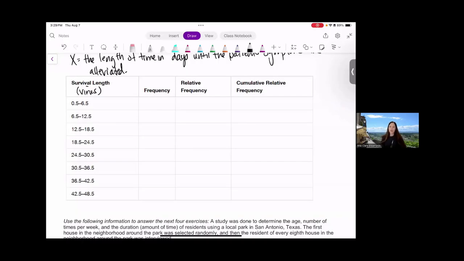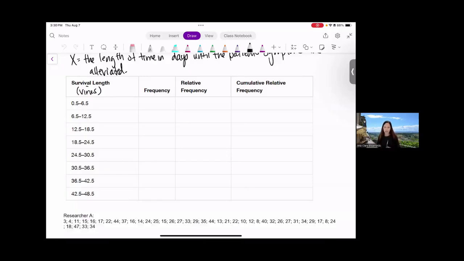Welcome back. We are going to be creating a frequency distribution based on the survival length of the virus that was collected from researcher A. So what we are going to do is look at this table, use this table to organize our results, and then we will graph based on that table. We need to look at the 40 values for researcher A, which are going to help us put our categories together.